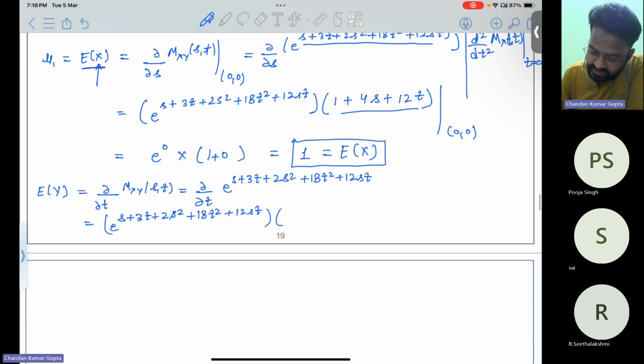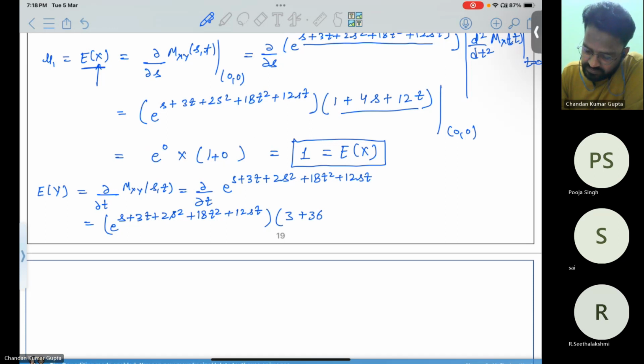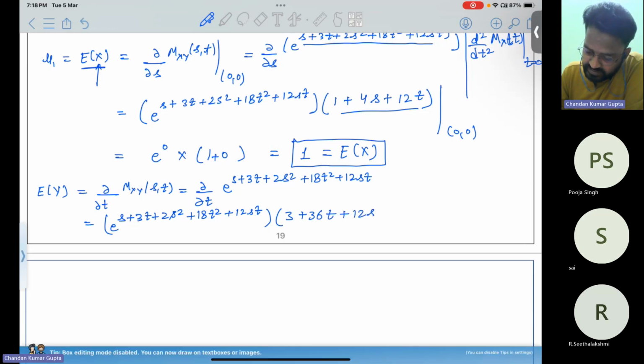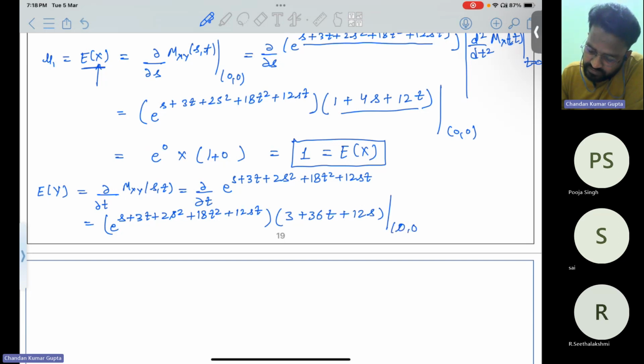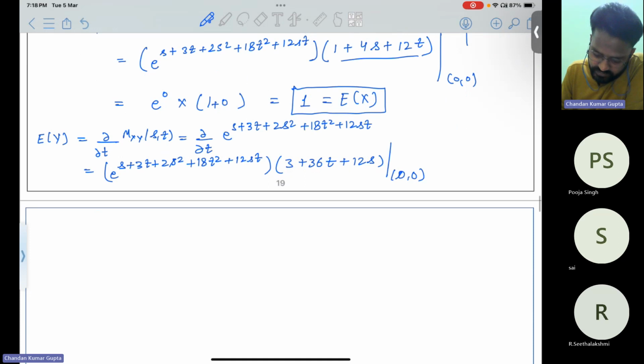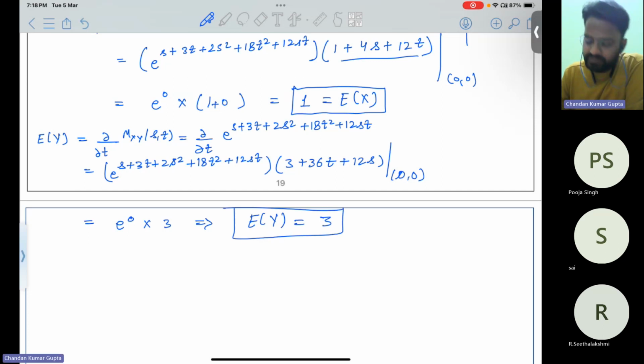And then multiply this quantity with it, 3 plus 36t plus 12s. Now we put s and t equal to 0, 0. So it comes out to be e to the power 0 multiplied by 3. That means expected value of y comes out to be 3.